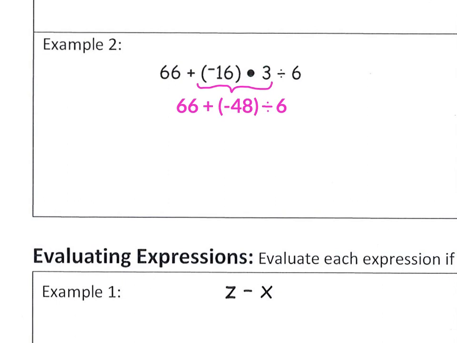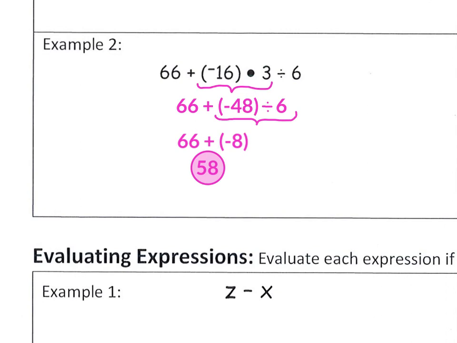So again, still looking for multiplication and division left to right. Now I'm going to do the division, -48 divided by 6, to give us the -8. -48 divided by 6 is -8. So now I bring down the 66, because I haven't done anything with that yet, plus this division, which gave me the -8. Now I can finally look. The last thing I see here is addition. So I'm going to do 66 plus a -8, which gives me 58, and that's my final answer. Make sure you put a circle around that to indicate that is your final answer.